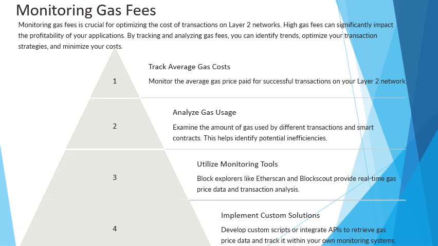Then we shall analyze the gas usage. We shall examine the amount of gas used by different transactions and smart contracts. This helps identify potential inefficiency. Then we shall utilize monitoring tools such as Etherscan and BlockScout to provide real-time gas price data and transaction analysis. Then we shall implement custom solutions. We shall develop custom scripts or integrate APIs to retrieve gas price data and track it within our own monitoring system.